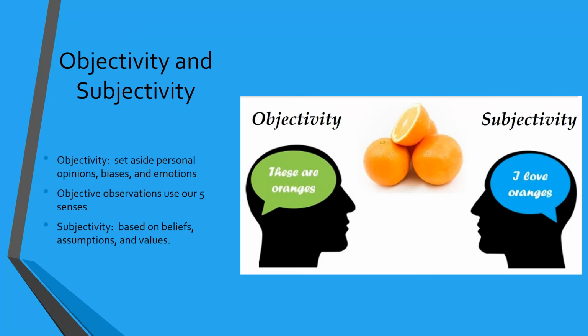Subjective observations, on the other hand, are based off our own beliefs, assumptions, or values. They usually start with phrases like, I feel, I think, I like, or I believe. Using this example here with the oranges, one person is making a factual statement that these are oranges. The objective observation is that it is an orange. The subjective observation is that the person likes oranges. Your module overview has some examples based on an advertisement.